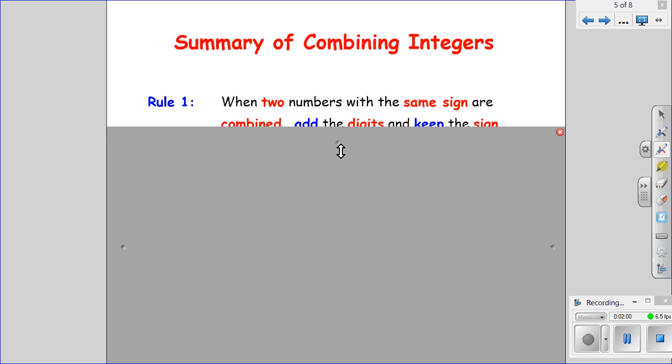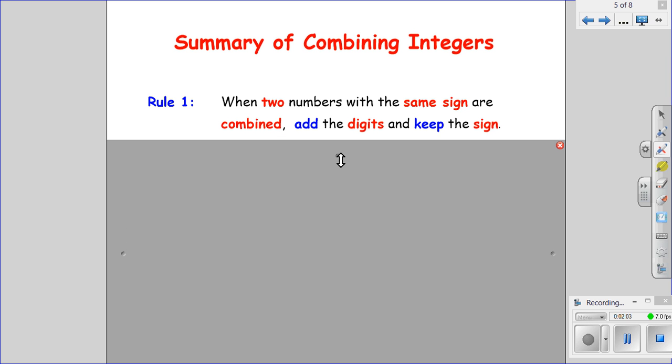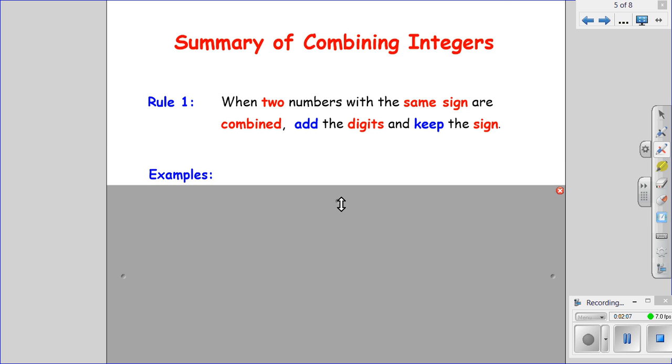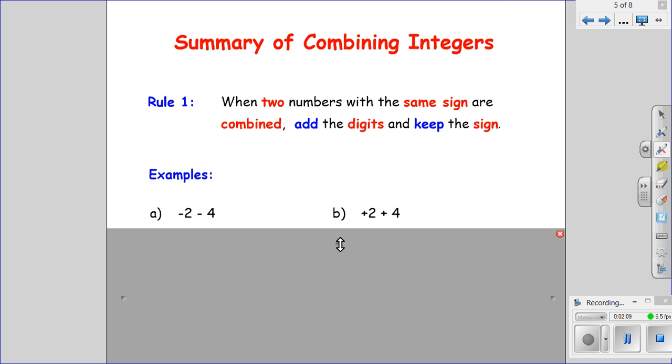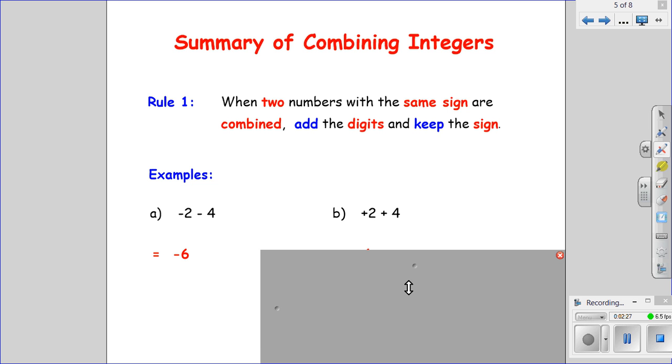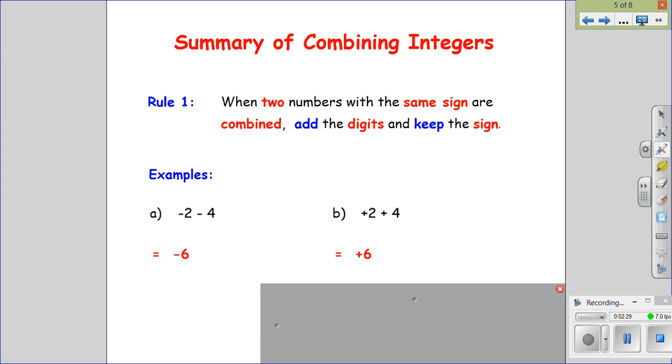And hopefully you've come to the conclusion that when you combine two numbers with the same sign, all you need to do is add the digits and keep the sign. For example, -2 minus 4, they're both negatives, so we add the 2 and 4 together to get 6. We keep the negative sign. +2, +4, again, they have the same sign. So we add the 2 and 4 together, we get +6 because we keep the sign.